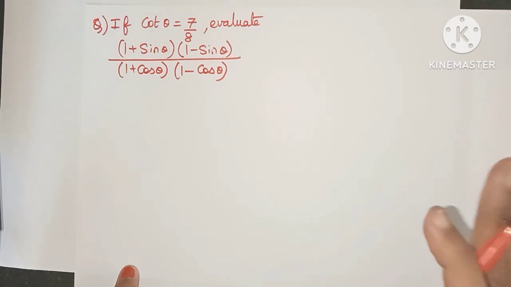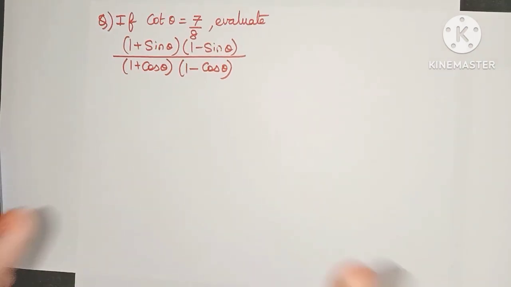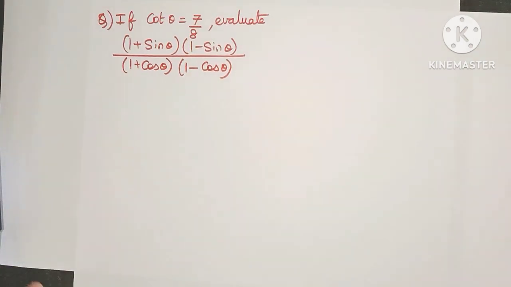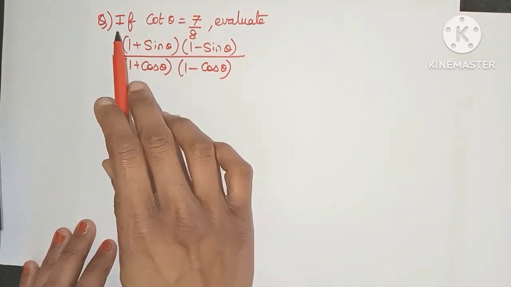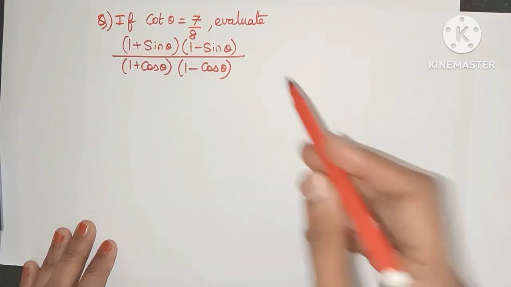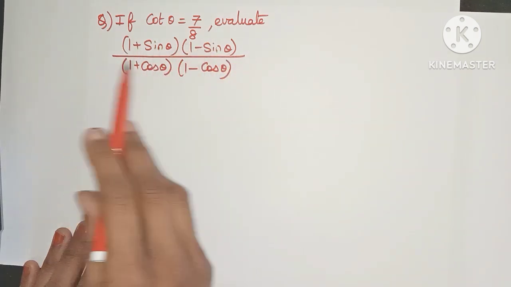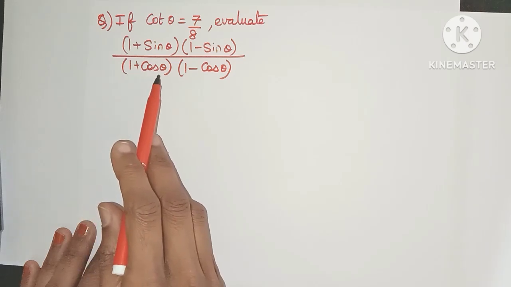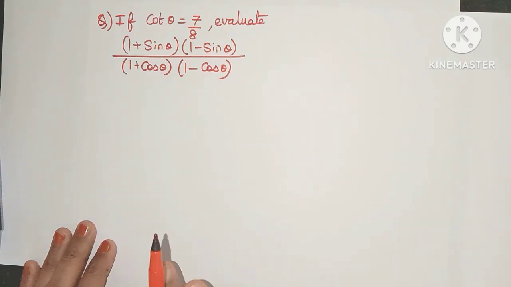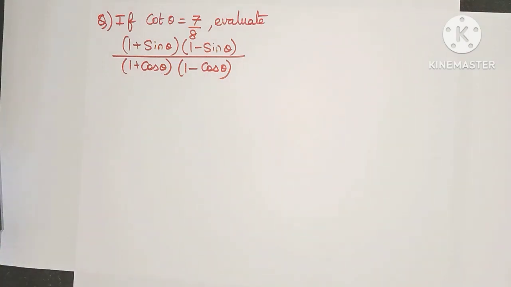So friends, based on whatever we have studied, let's do a question and see if we are able to apply all the concepts that we have learned till now. So the question is, if cot theta is 7 by 8, evaluate 1 plus sine theta times 1 minus sine theta divided by 1 plus cos theta times 1 minus cos theta. Okay, so how do we proceed?